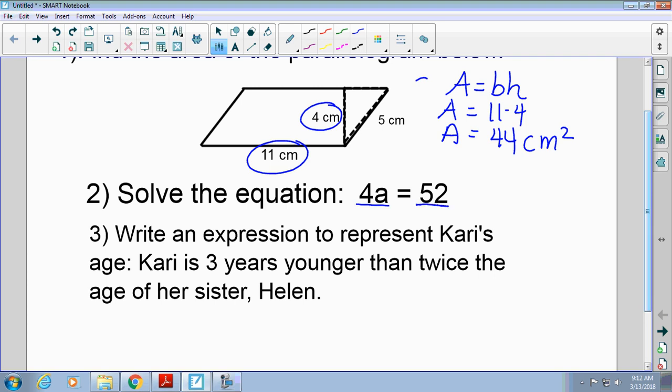So to do that, what do I need to do with the 4 times a? To undo that, I do what? Divide by 4. Divide by 4 on each side. Very good. So we have a equals, and what would that be? Liz. Oh, I'm sorry, Julius, I haven't heard from you yet. 13. 13, very good. So A equals 13. And what would our unit be, Liz?